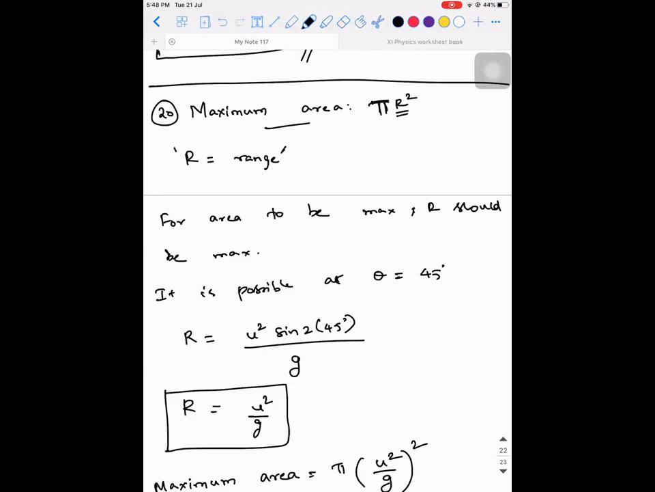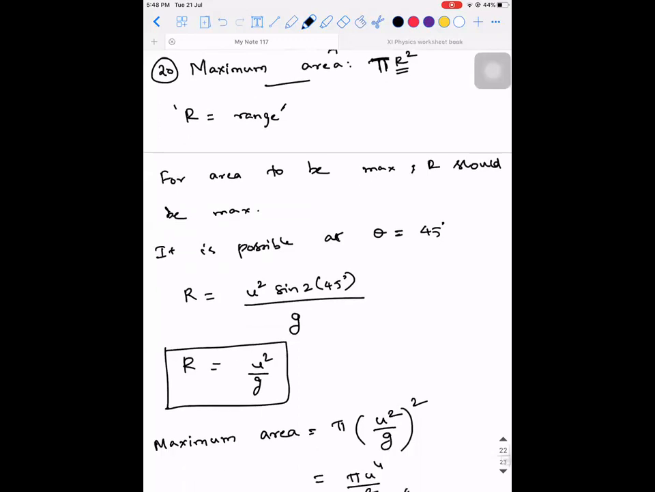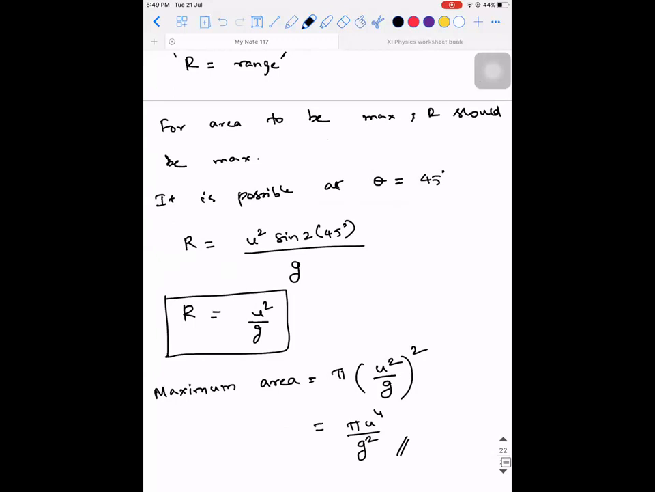Generally, we don't study about area. It is only a particular question where the area is asked about. If you want, you can take it as capital A. That's it. So let me know once you're done.